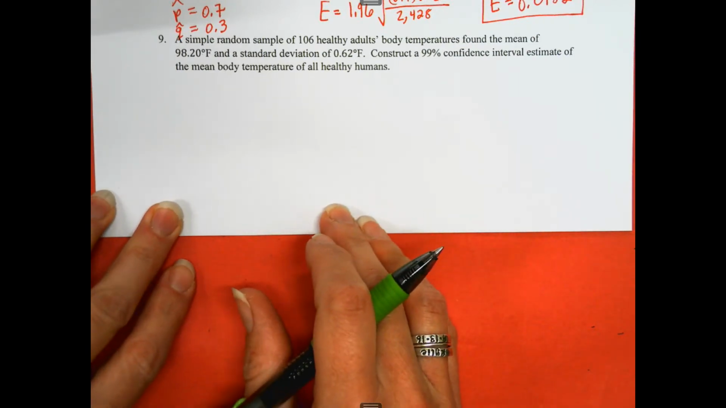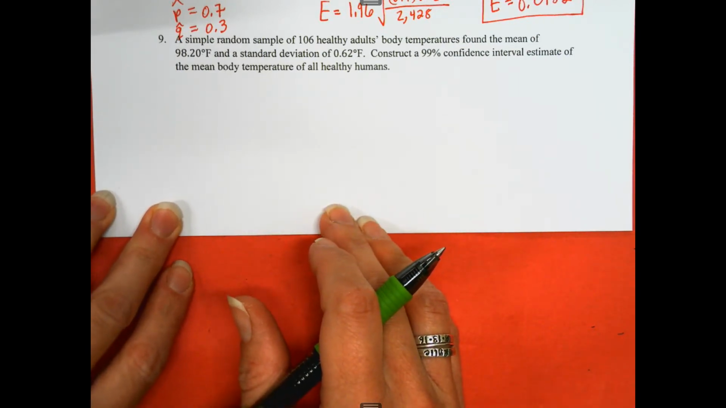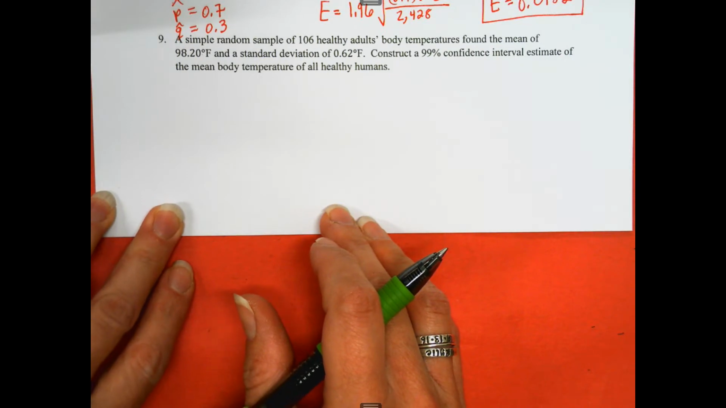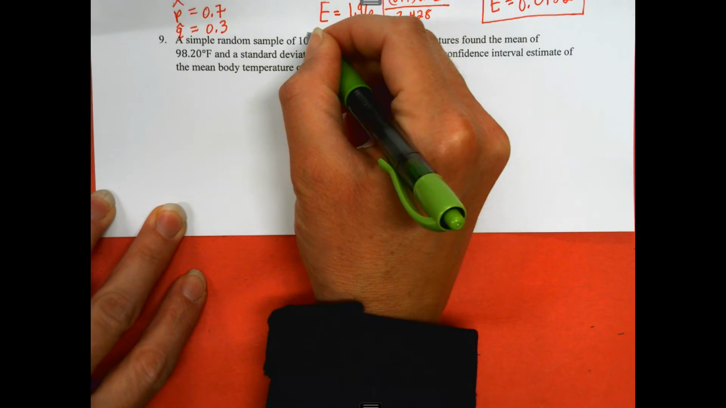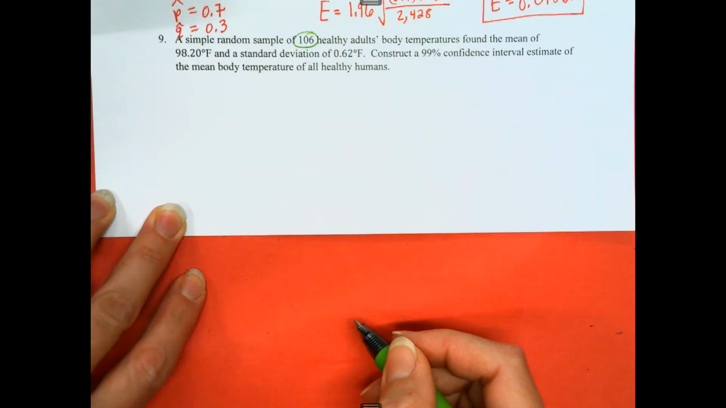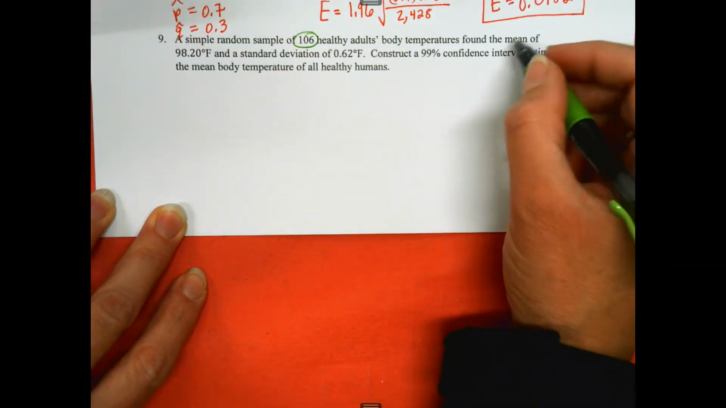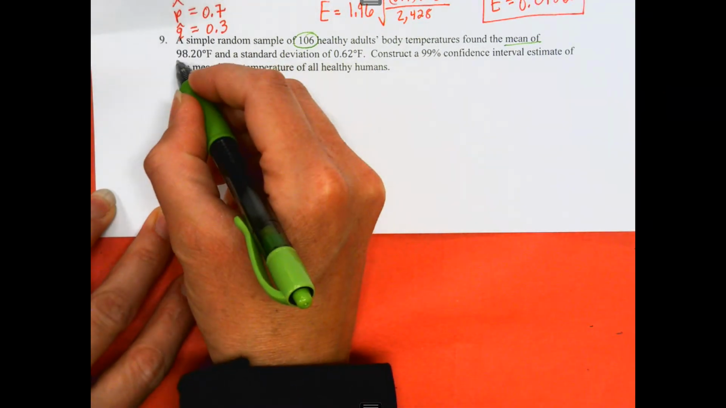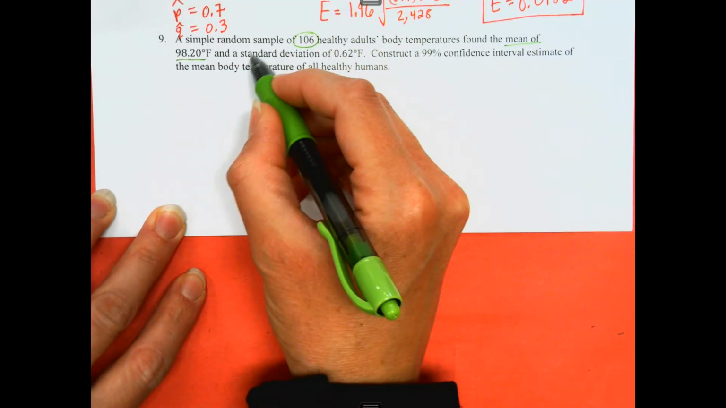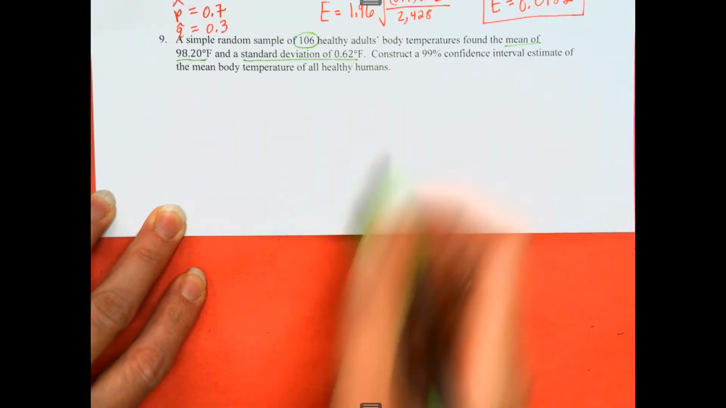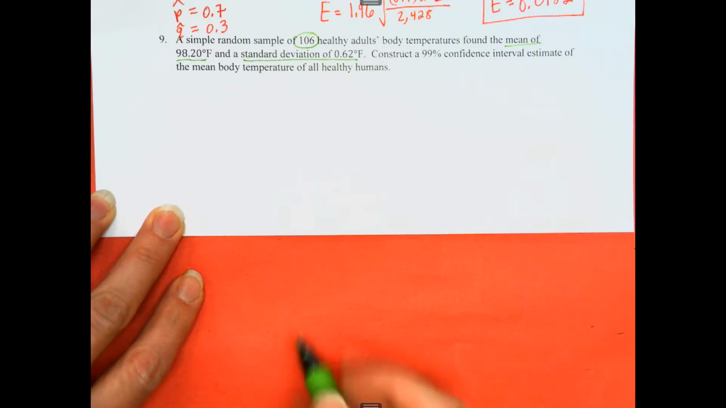We're trying to find the mean body temperature of a population, and we see here that there was a sample of 106 people. The mean of that sample was 98.2, and the standard deviation of that sample was 0.62.